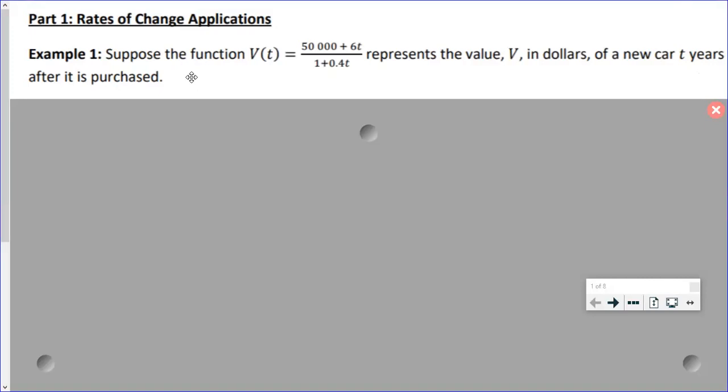So the first question in relation to rates of change applications. Suppose the function is V(t) = (50,000 + 6t)/(1 + 0.4t), and it represents the value in dollars of a new car t years after it is purchased. So this equation is describing this particular scenario.